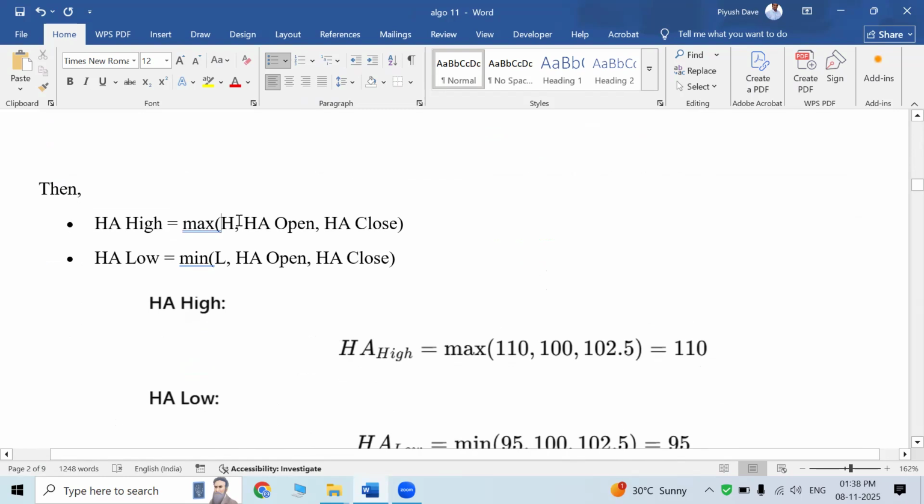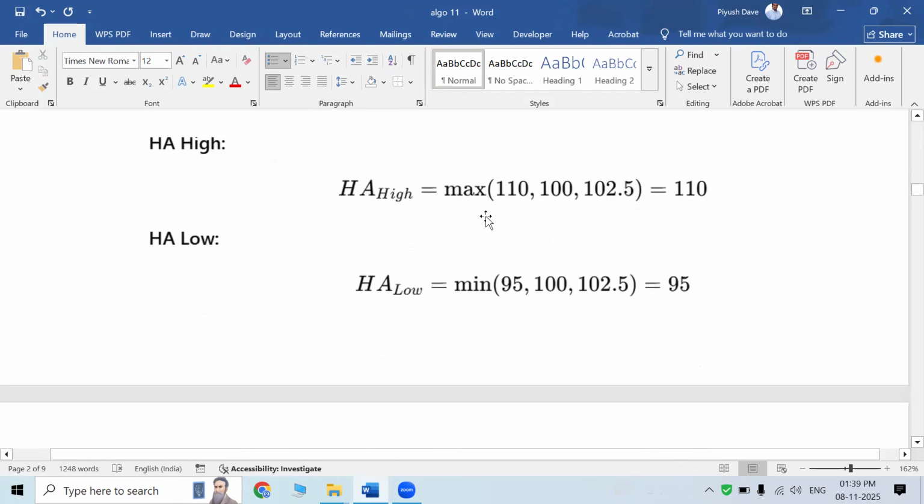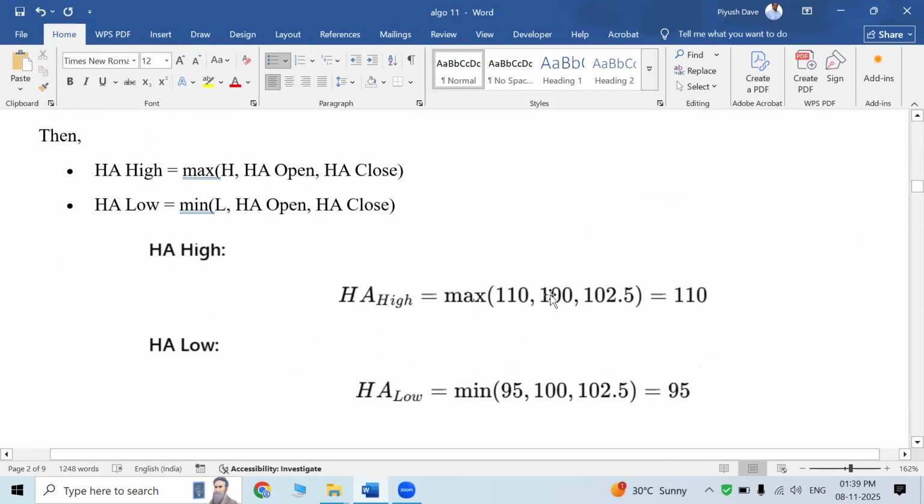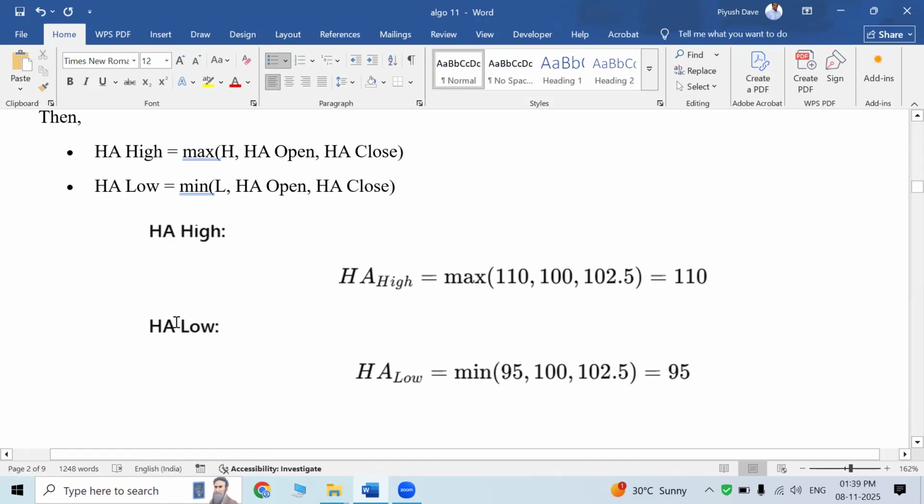Now, once we get the HA close and HA open, we have the formula like this. What is the max value of high, HA open and HA close? That gives HA high, and then we find HA low also. For our example, HA high will be the max of high, HA close and HA open. The maximum value from this is 110, so HA high is 110. HA low is the minimum of low, HA open and HA close. The minimum value is 95. So now we get HA high and HA low.